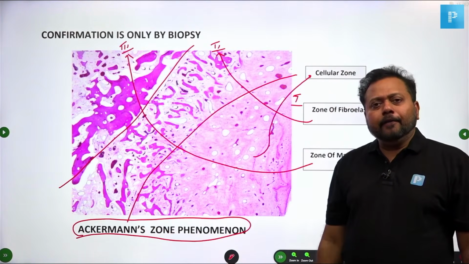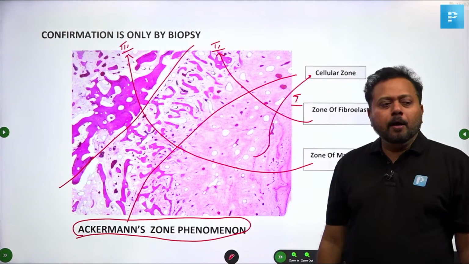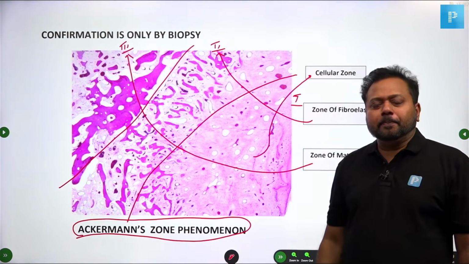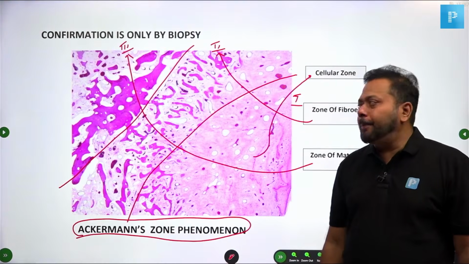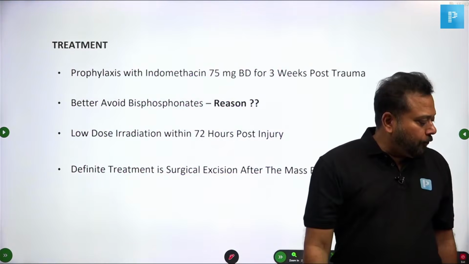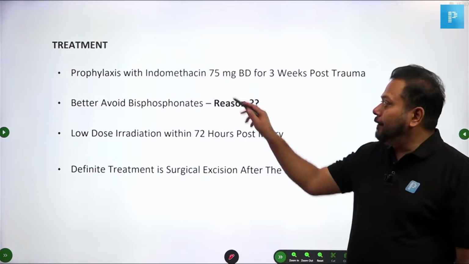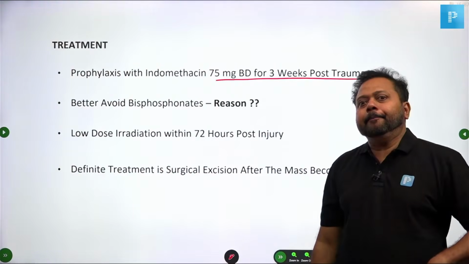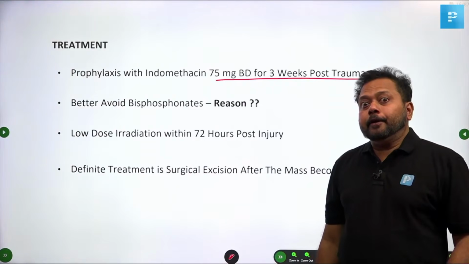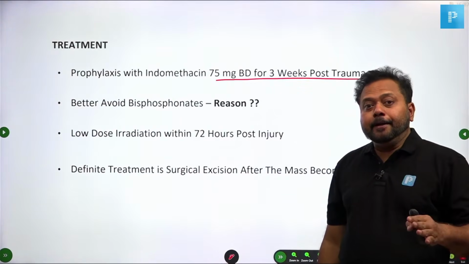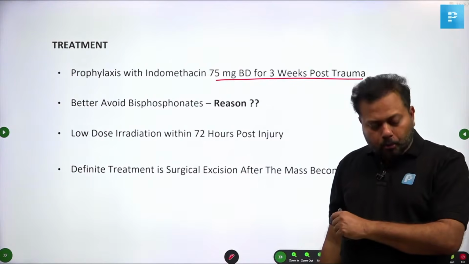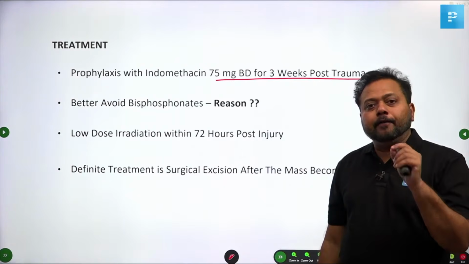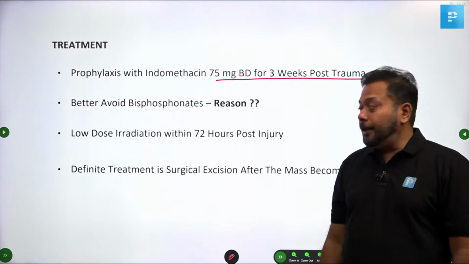It is definitely not osteogenic sarcoma, because in osteogenic sarcoma you will see a totally different picture, with spider cells. Coming to treatment, prophylaxis is with indomethacin 75 mg BD for 3 weeks post trauma. A trauma has happened, and unknowingly the patient had gone for native treatment. What to do? If he comes immediately, don't massage, give rest, give a cuff and collar sling to the arm, then start indomethacin 75 mg BD for 3 weeks.